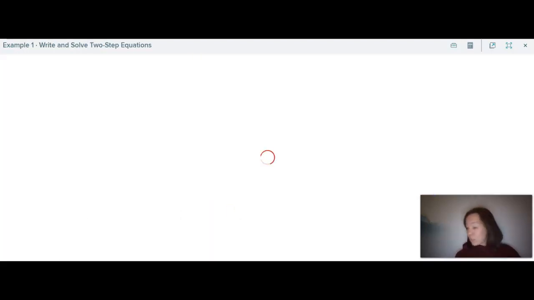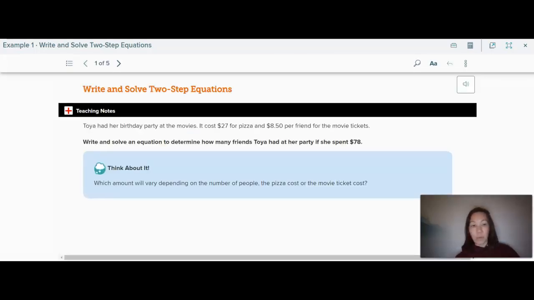So let's look at a few examples of this, and this is on page 300. Page 299 was what we just looked at. But if you go to page 300, we're going to look at just two examples in this section of writing equations, because we've already done the solving part. So let's write a couple equations. Toya had her birthday party at the movies. It costs $27 for pizza and $8.50 per friend for the movie tickets. How many friends did she have at her party if she spent $78?